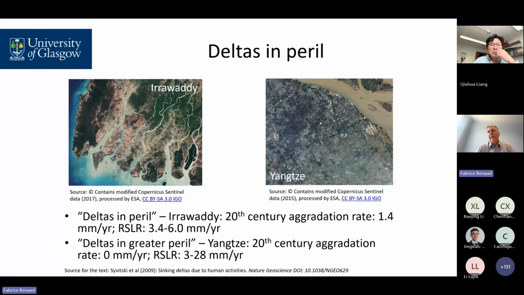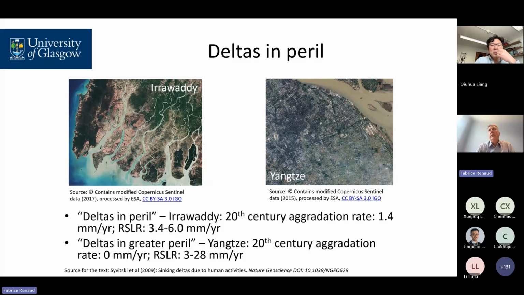In a seminal paper, J. P. Syvitski and co-workers back in 2009 classified major river deltas and how much in peril they were with respect to flooding. In the list they had some 38 deltas that they categorized. They looked at deltas in Asia, in Africa, and all across the world, and had classifications such as deltas in peril or deltas in greater peril.